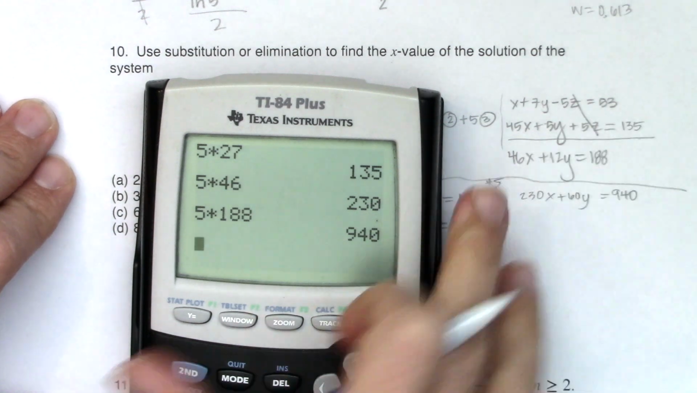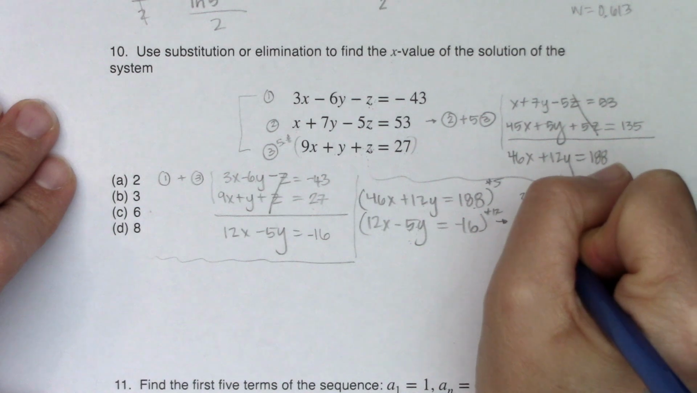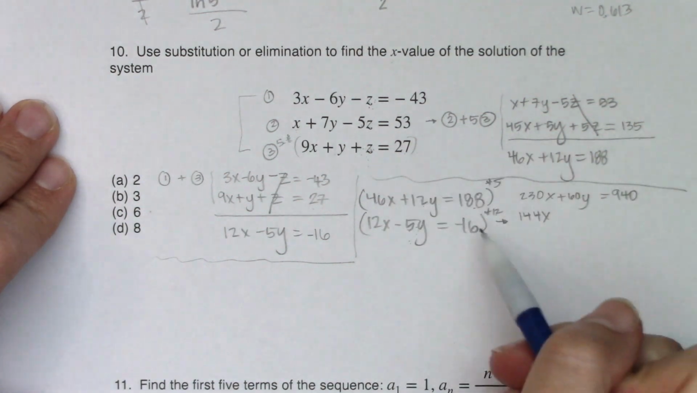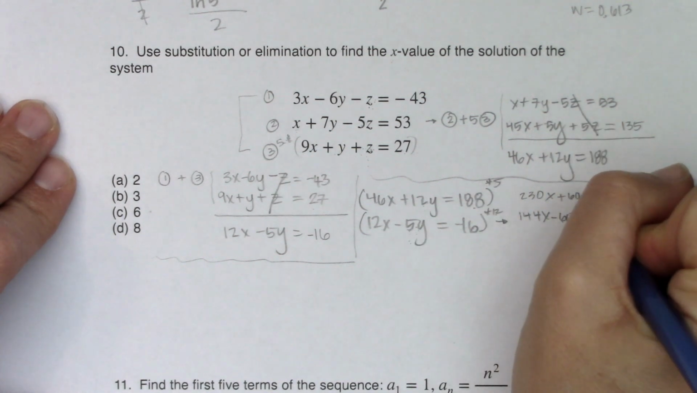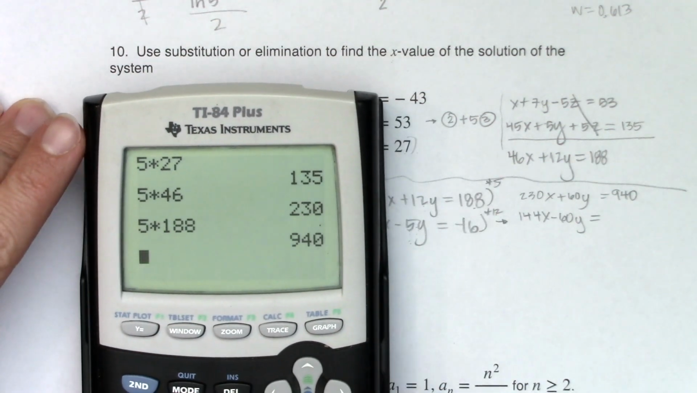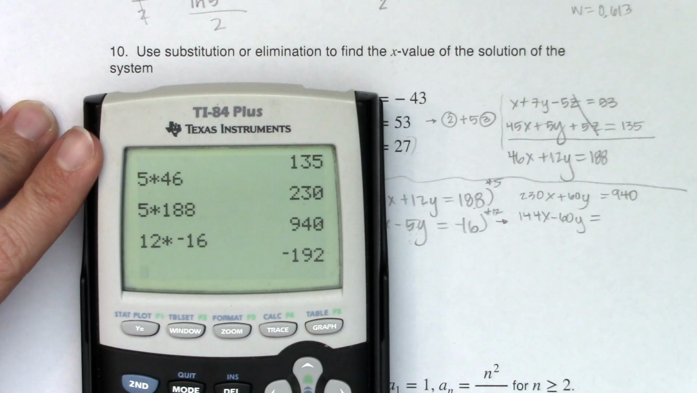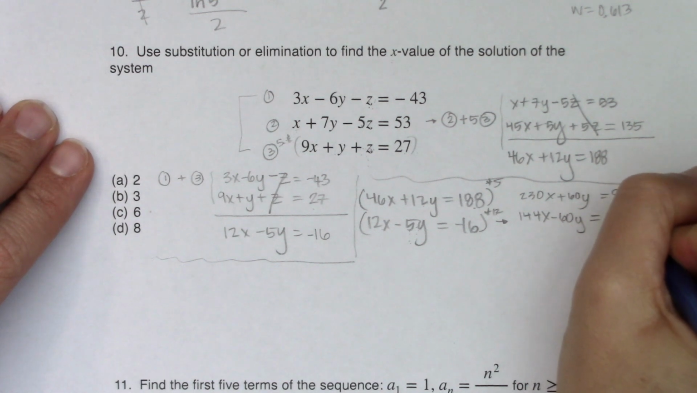Okay. And then let's see. We're going to have 12 times 12x. That one I do know. That's 144x. 12 times 5 is going to be negative 60y. That's good. I don't know what 12 times negative 16 is offhand. So let me do 12 times negative 16. It looks like we are looking at negative 192. So I will put negative 192 here.